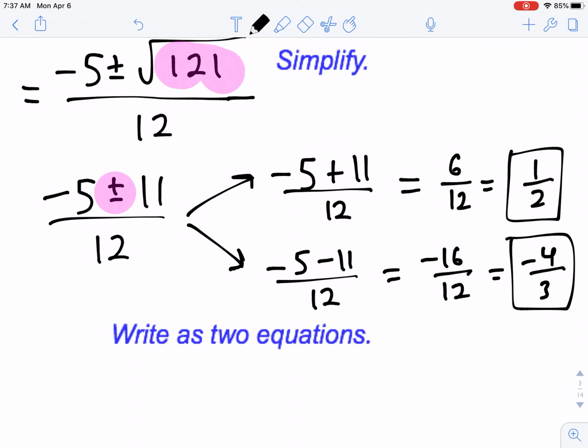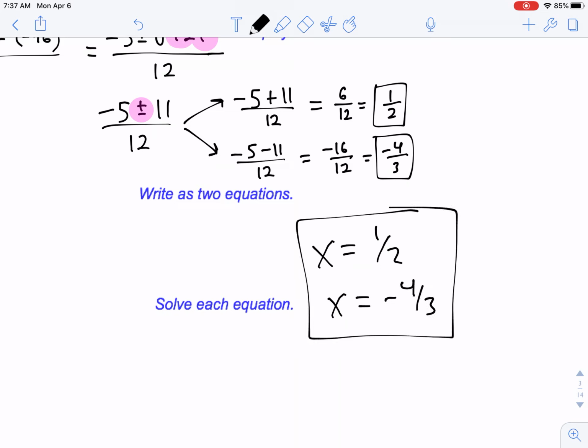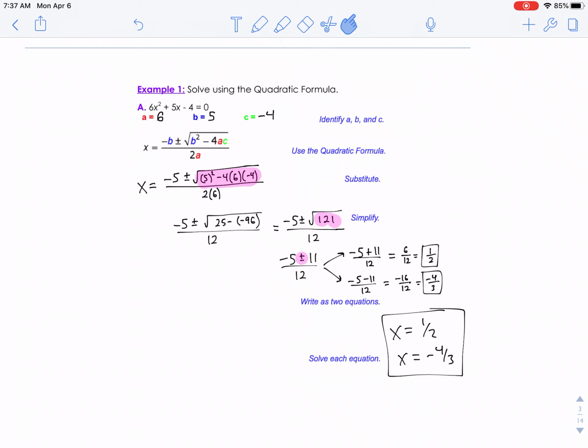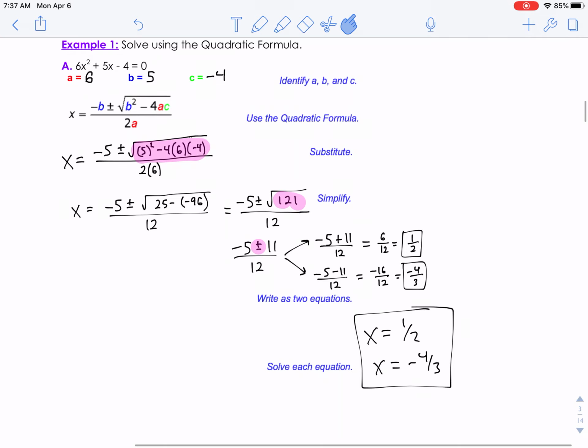And those are your two answers. Those are the two roots. Your two x-intercepts, your two solutions, your two zeros. Those are all synonyms for one another. Those are your two answers to the quadratic equation using the quadratic formula. Okay?